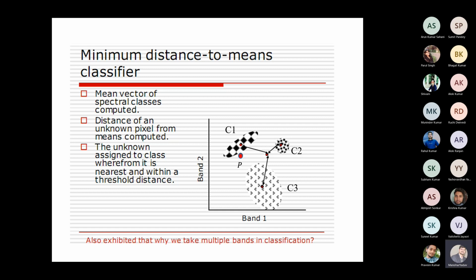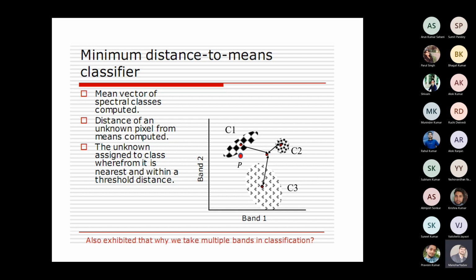The red dotted small circle is close to C2, while you can see that the red dotted big circle is close to C1. Okay, so on the basis of closeness in terms of distance from the mean, the unknown pixel is labeled to a class. So the small dotted red circle is close to C2, so it is labeled class C2, while the red dotted big circle unknown pixel is close to C1, so it is assigned to class C1.